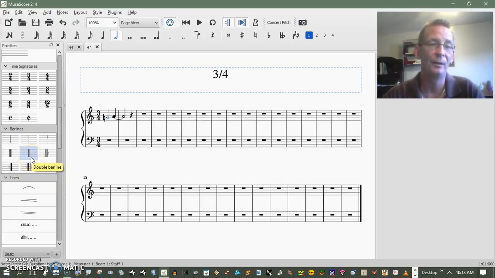And some of the double bar lines, some of the dotted bar lines and dashed bar lines, things like that, are very specific, and you should kind of look at them. I don't know how much you'll use them. It really depends on what type of production you're working in.